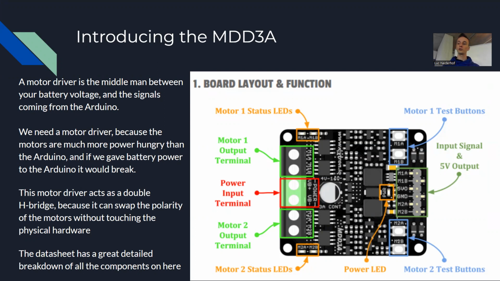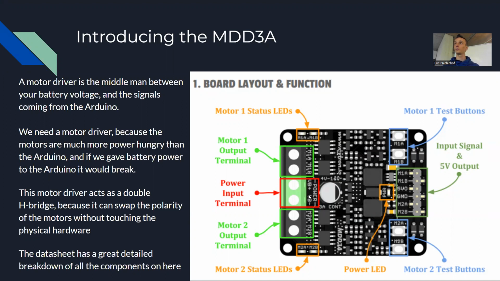So this is essentially the middleman between your battery voltage and the signals coming from the Arduino. On the right side here, we've got the input signal and 5-volt output. I believe that should say 5-volt input or output, but this is where we power the board itself. So the actual H bridges and the actual components on this board are powered on the right side. And then you've got your M1A, M1B, M2A, M2B. These are sometimes labeled as PWM signals 1 to 4. It's the exact same concept. These two at the top relate to these two at the top, and these two at the bottom relate to these two at the bottom.